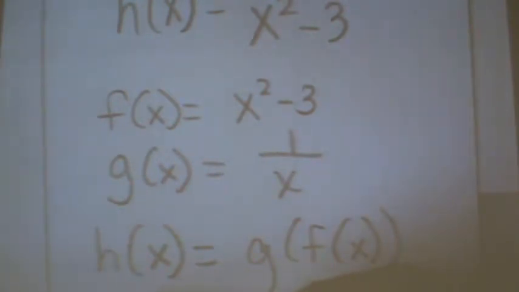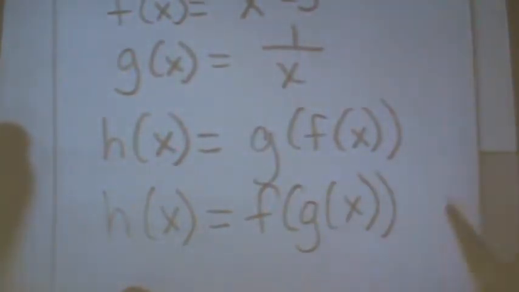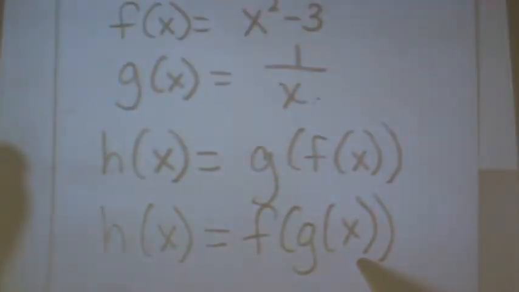Can they get it wrong? They could write h of x equals f of g of x. Is that wrong? If I took the g function and plugged it in here, I would be squaring that, and do I get this? No. So the way it's written is very important.